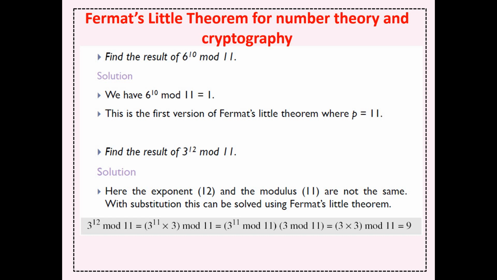Instead of that, if you look at this 10 and 11, you can say that this is my P and this is my P minus 1. So as per Fermat's first theorem, P is equal to 11 and this is P minus 1. As per the first law, the output should always be 1. So without even computing anything, you can directly say that the answer is 1. Understood? So that is the application.